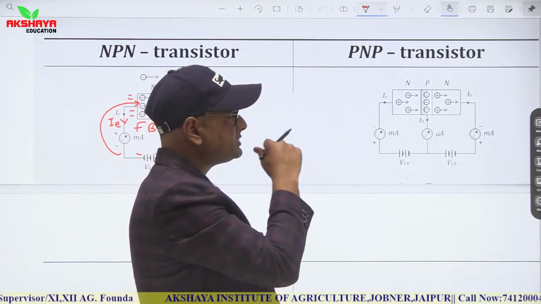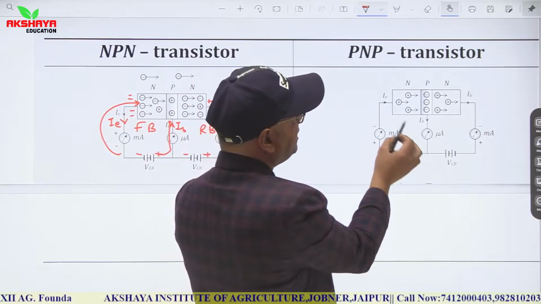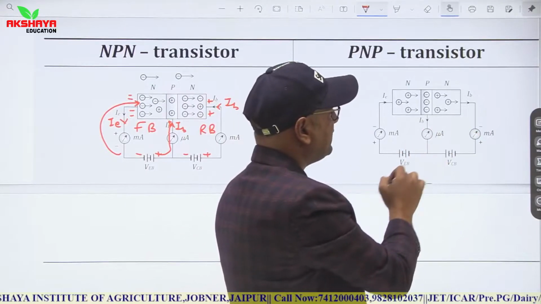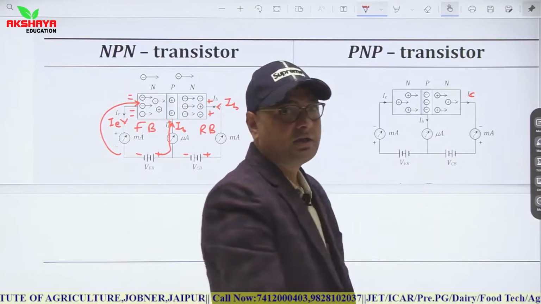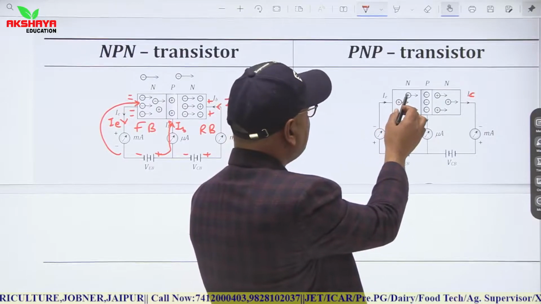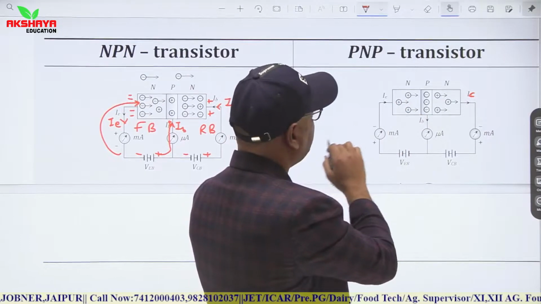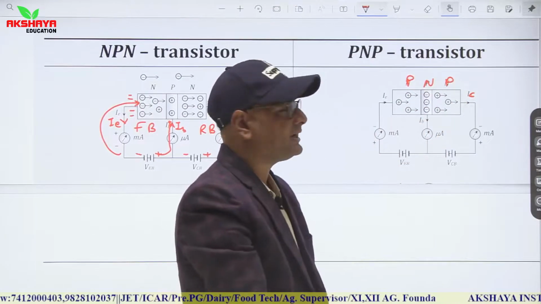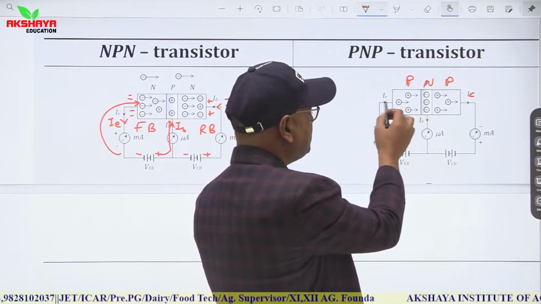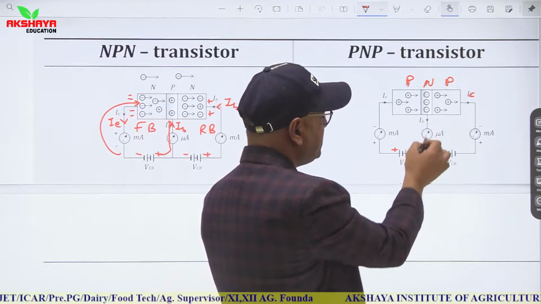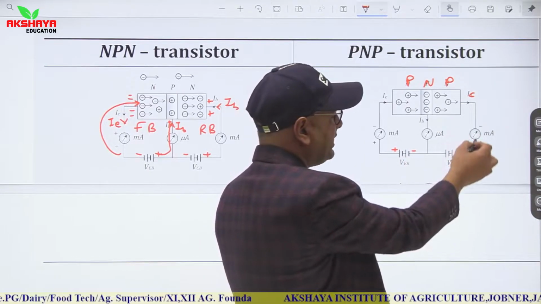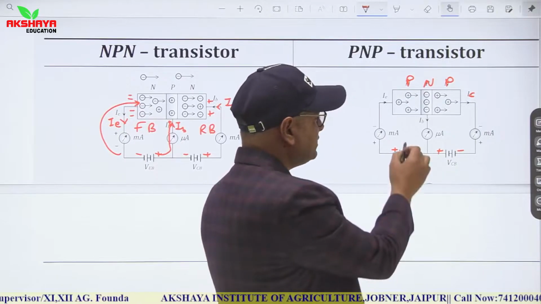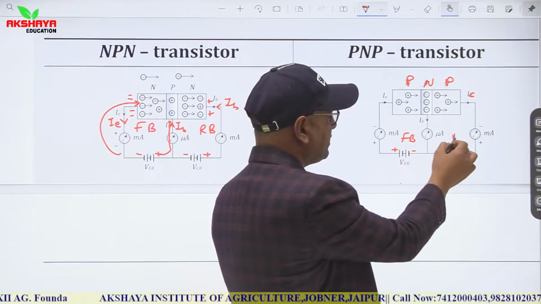So in a PNP transistor, what happens? Again, we have to keep in mind that the emitter base region is in forward bias and the collector base region is in reverse bias. So here we connect, this is a PNP transistor. In a PNP transistor, this P type is connected with the positive terminal and the base region is connected with negative. Similarly, the collector region is connected with negative and the base region again is connected with positive. So this is in forward bias and this is in reverse bias.